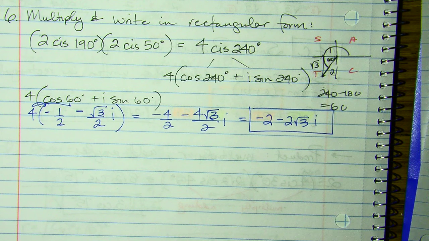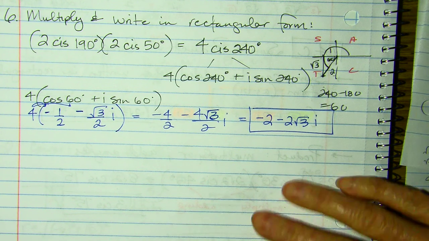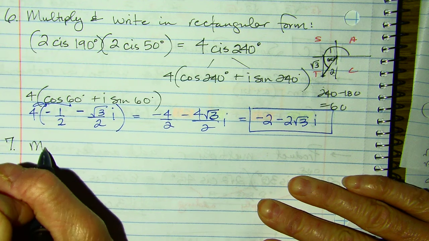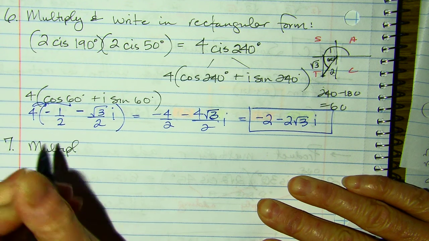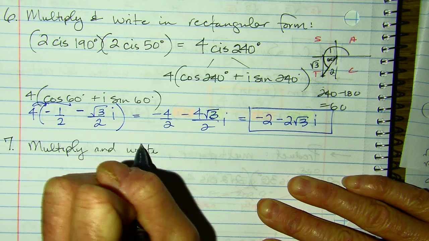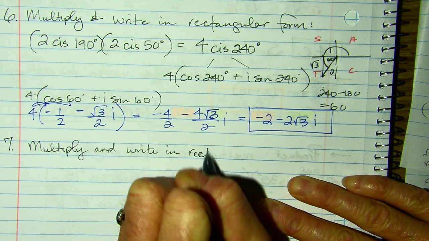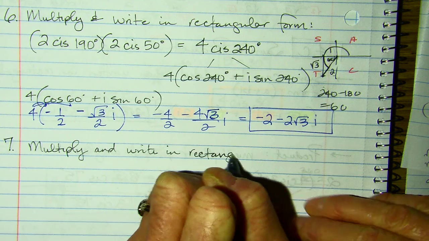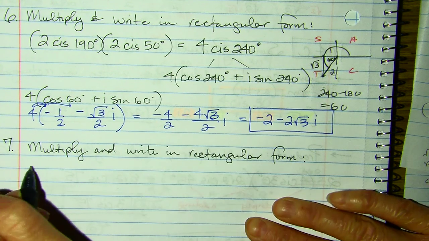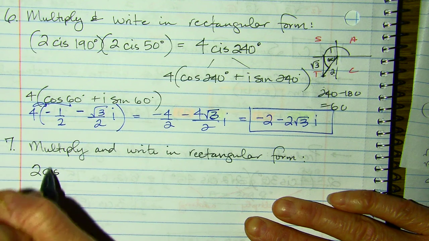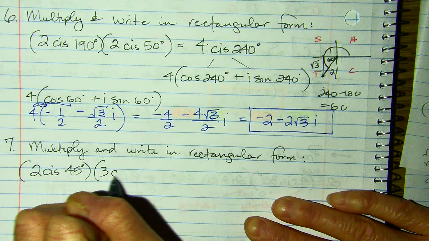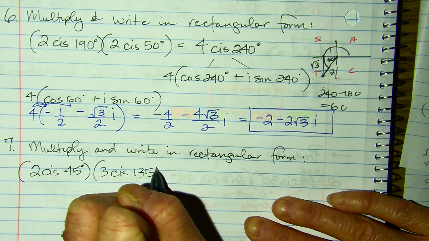All right. I'm going to do one last problem, and I'm hopefully going to be able to squeeze this on here. Multiply and write in rectangular. So same directions as last time. So 2 cis 45 degrees times 3 cis 135 degrees.